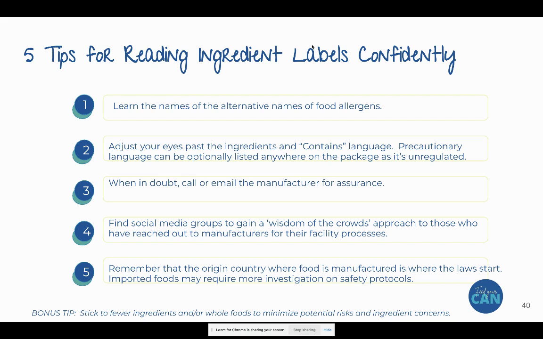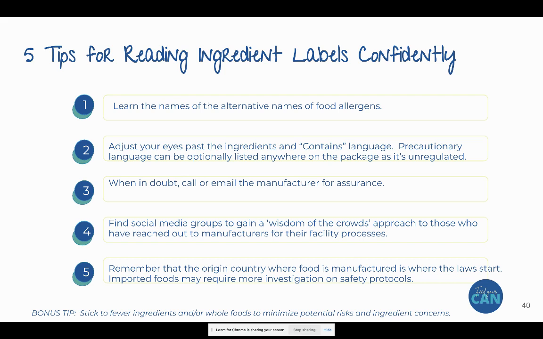Lastly, here are some helpful tips for reading ingredient labels confidently. The first is learning the names of the alternate foods will be very helpful. It may take some time, so you can print out your list and hang it in a place where you can see it as you put your food away. That's really helpful. Number 2 is that give yourself a little bit of room to adjust your eyes.